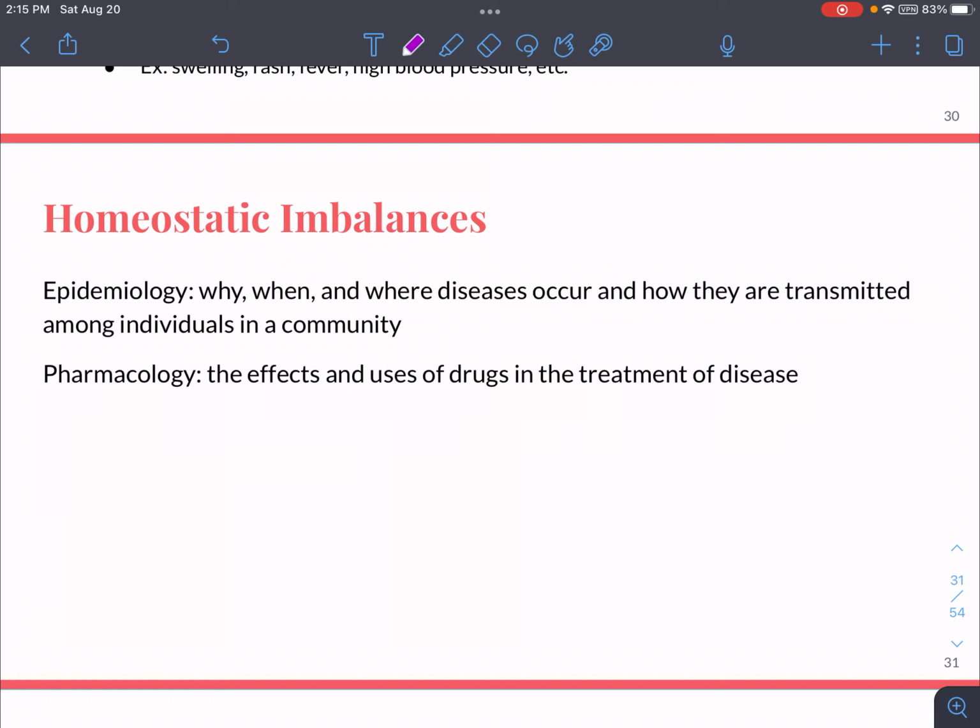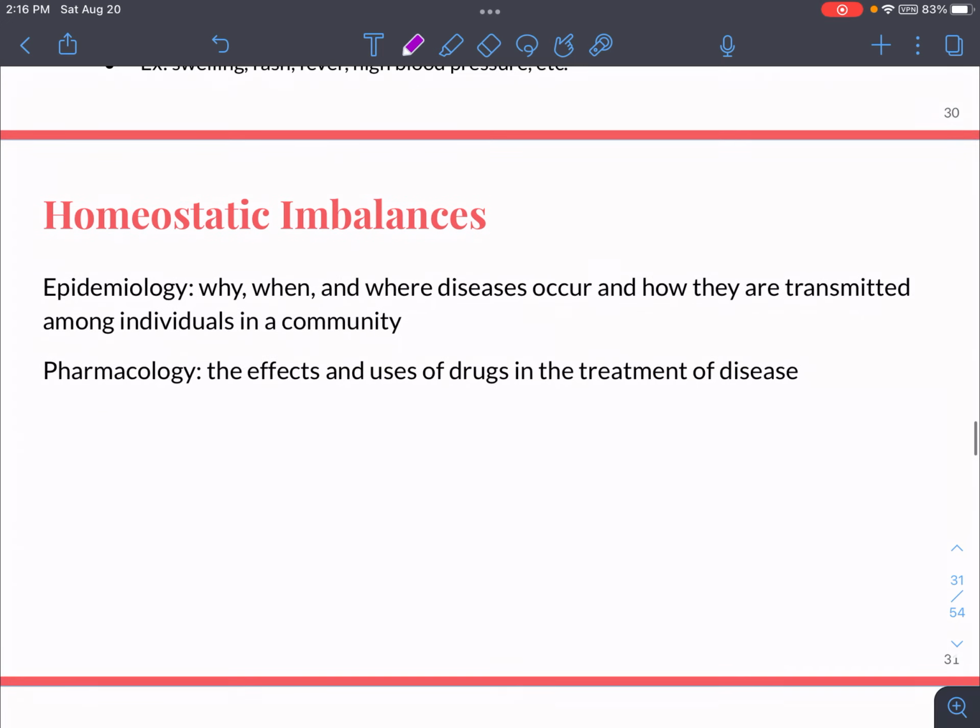Or if somebody takes an anxiety drug like Xanax, how does that work in the body? What are the effects of taking that drug? Is there any long-term possible damage from taking some of these drugs? That's all looked at in pharmacology.